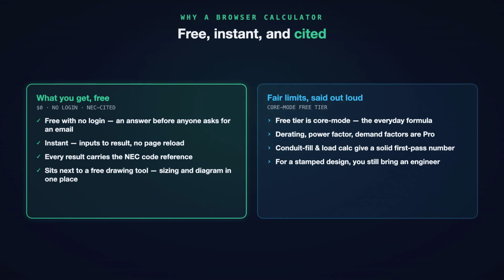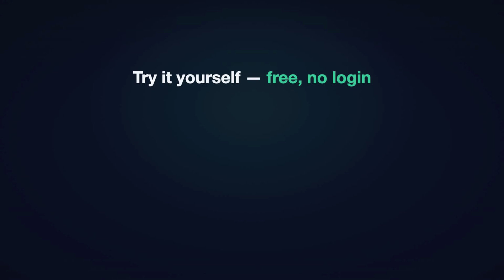Fair limits, set out loud. The free tier is core mode. Derating, power factor, and demand factors are pro. For the common jobs, the free number is real and cited. For a stamped design, you still bring an engineer.